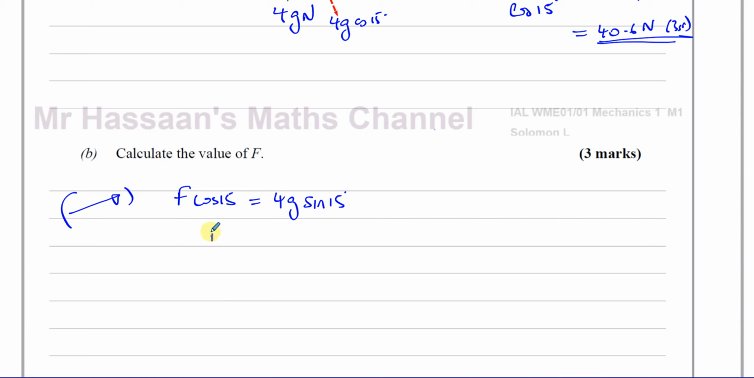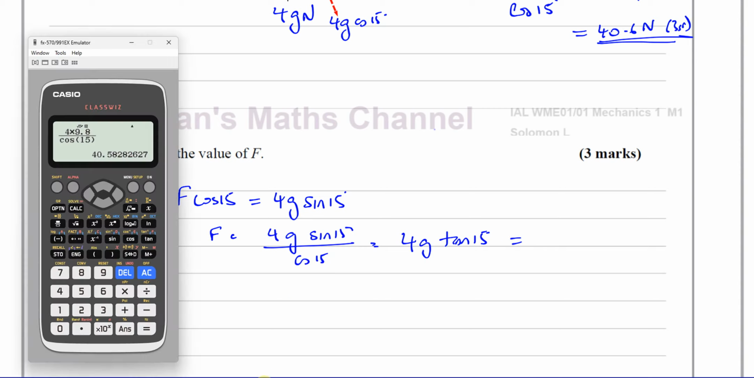So I can say F is equal to 4g times sine 15 divided by cosine 15, which, by the way, is the same as saying 4g times tan 15. It's the same thing, because the sine of an angle divided by the cosine of the angle is exactly the tan of that same angle. All right, that's from identities in P2. So I'll show you how they give you the same thing.